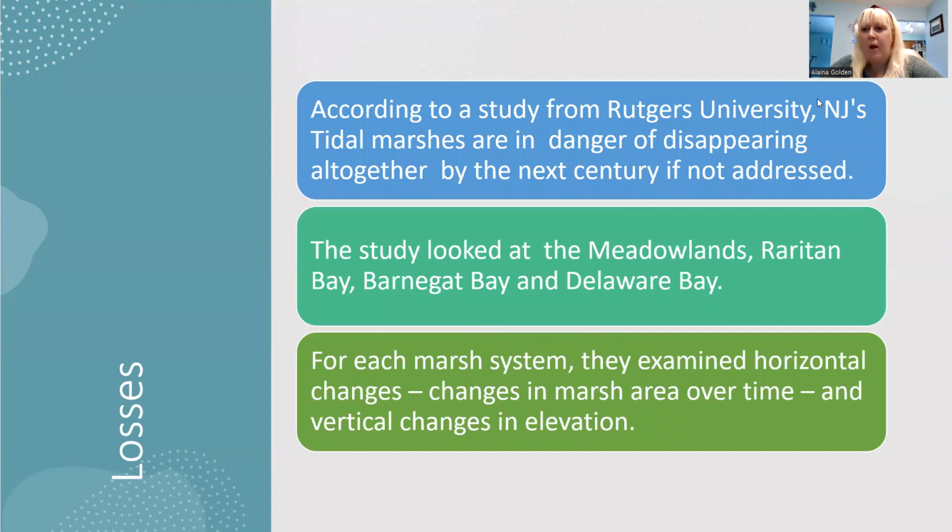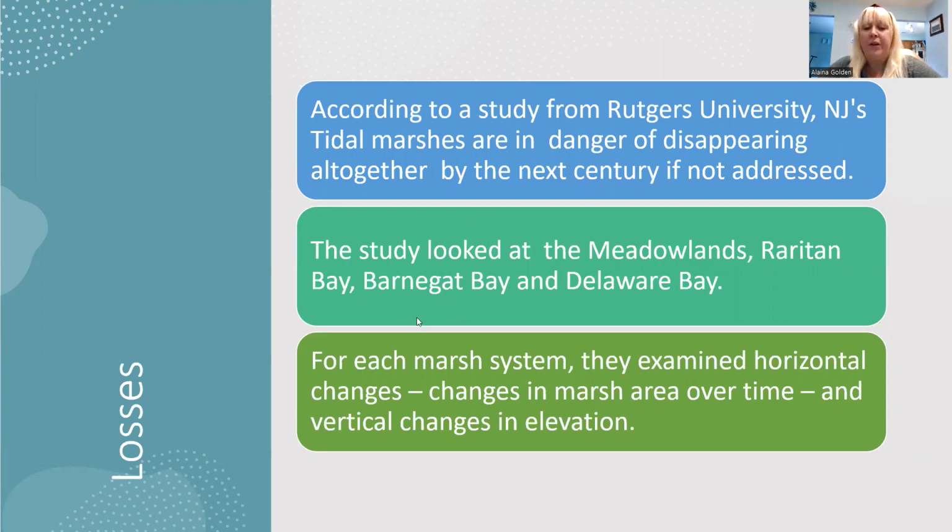So, losses. The first study we're going to talk about was a study from Rutgers University. It was looking at tidal marshes being in danger of disappearing altogether by the next century if not addressed. This study looks specifically at 4 different regions and specifically at losses due to sea level rise.